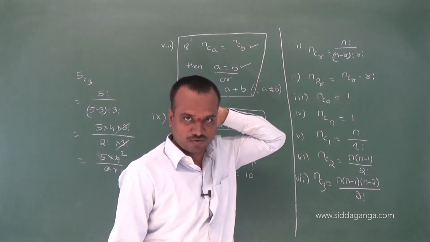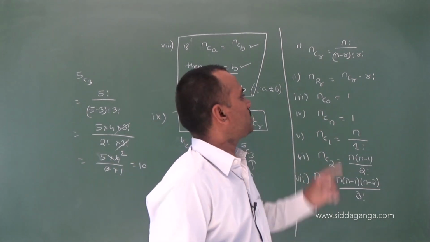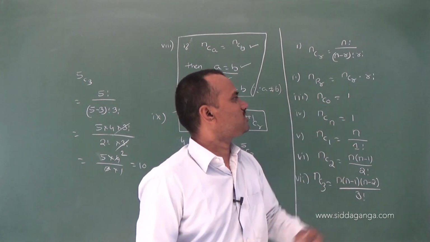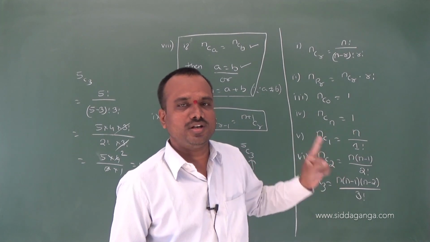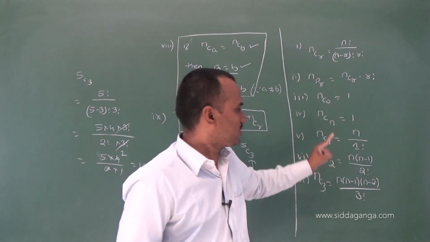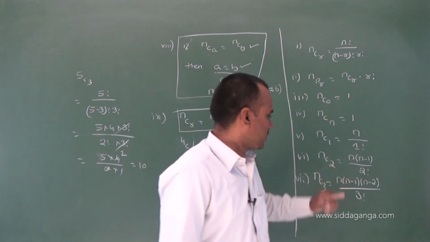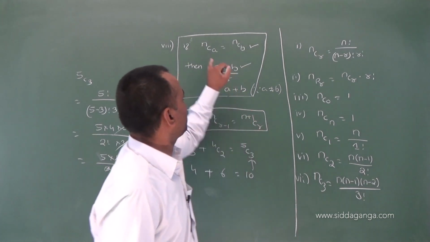First one is the NCR formula: n factorial divided by (n minus r) factorial into r factorial. NPR, the relation between permutation and combination: NPR is equal to NCR into r factorial. NC0 is 1, NCN is 1, NC1 is n by 1 factorial. NC2 is n into n minus 1 by 2 factorial. NC3 is n into n minus 1 into n minus 2 divided by 3 factorial.